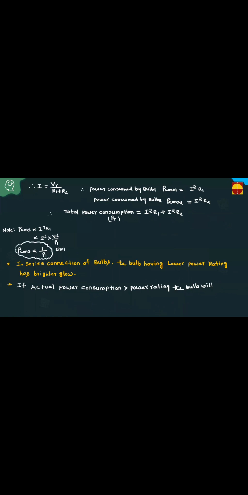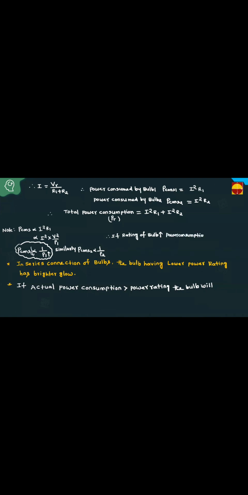Similarly, power consumption 2 is inversely proportional to 1 by P2. In series connection of bulbs, the power consumption is inversely proportional to the rating of the bulb. That is, if the rating of the bulb increases, what happens to the power consumption, friends? If the rating increases, the power consumption reduces.